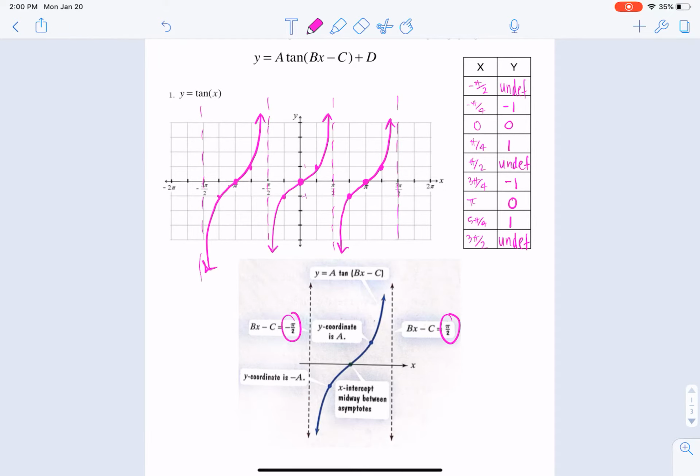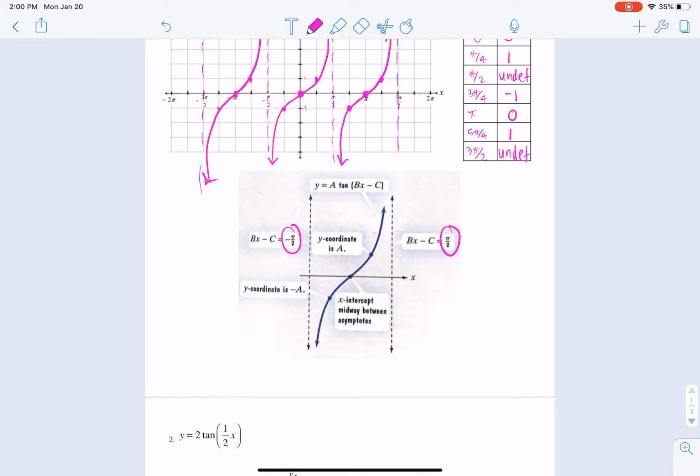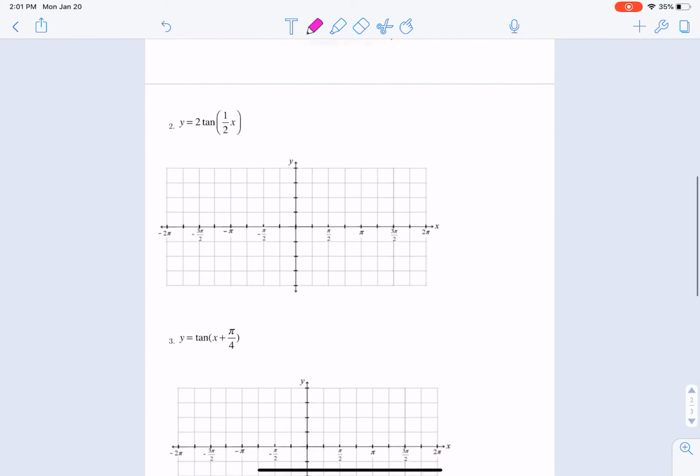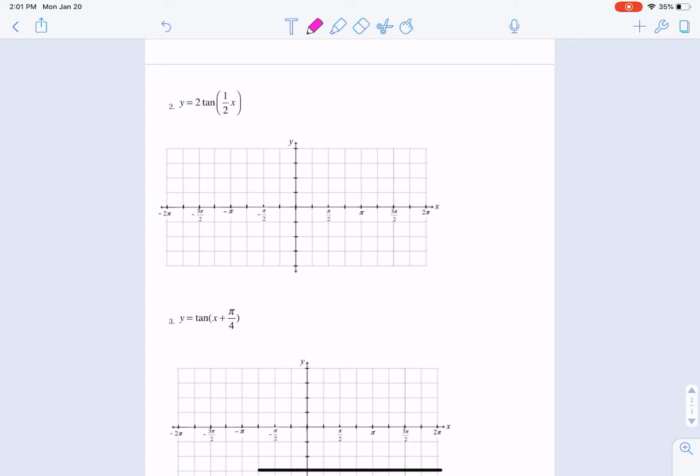So what will happen here is, in order to find my asymptotes, I can set bx minus c equal to -pi over 2 and pi over 2, and that will tell me where my asymptotes occur. Then the x-intercept is always exactly halfway between those two asymptotes, and halfway in between here, I'm going to be up at 1 because the amplitude was 1, but if my amplitude was something like 4, this would be up here at +4, and my halfway would be down here at -4. So let's go ahead and do a few of these examples together.